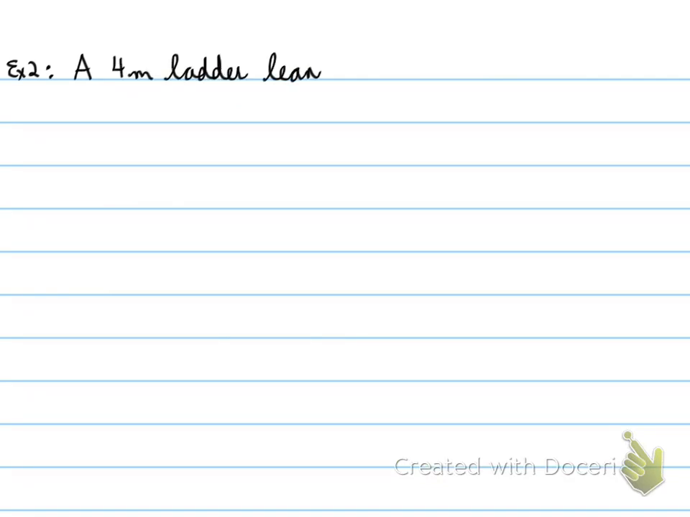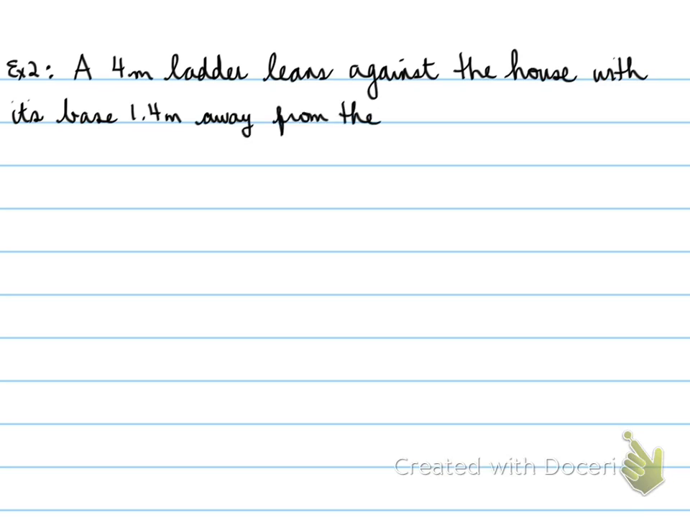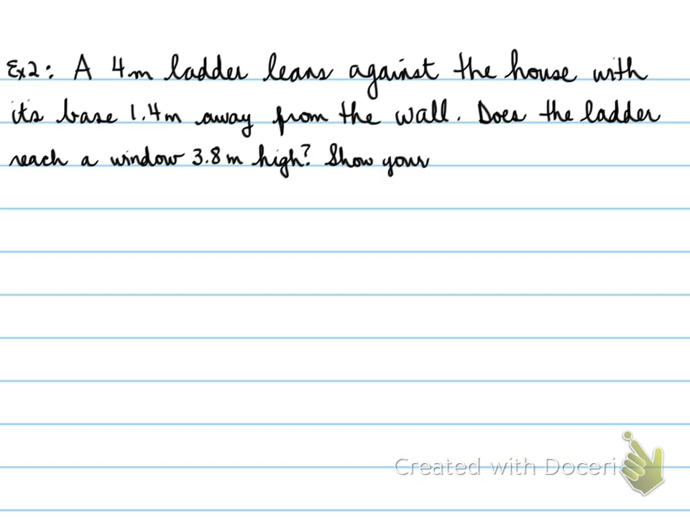Example 2. A 4-meter ladder leans against the house with its base 1.4 meters away from the wall. Does the ladder reach a window 3.8 meters high? Show your work. So what we're going to do now is draw. That's right. When you have a question that looks like this, what we need to do is be able to visualize this using a drawing. The drawing can represent or replace things like let statements. Let x represent, if you introduce a variable. So the beauty of this is if you can make a drawing, you can let go of your let statements. So let's do a drawing.